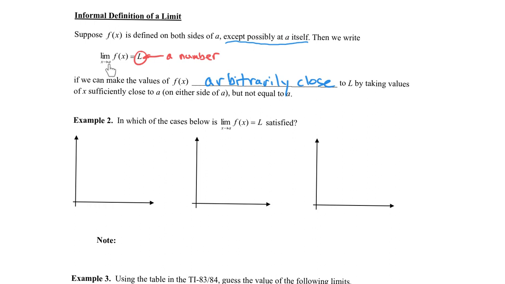So on either side of a, so in our case, a was 2. So we can take values of x sufficiently close to a on either side of a, but again, a key is x not equal to a. We don't care what happens at a. Only what happens as we get really close to a on each side of a.